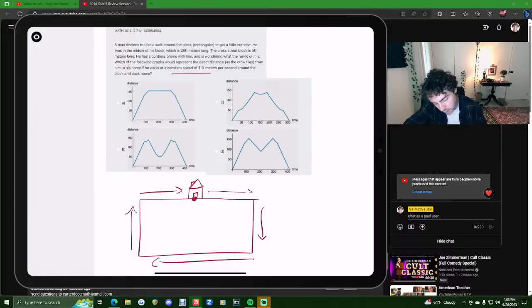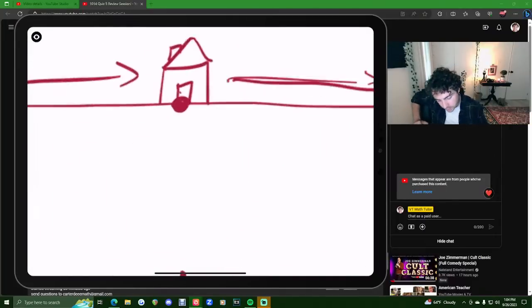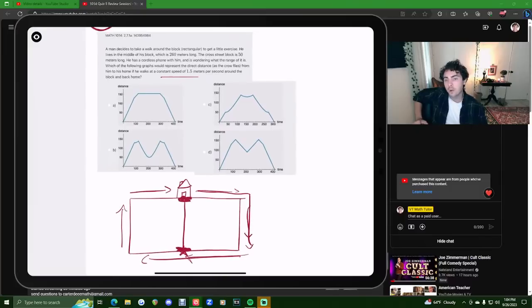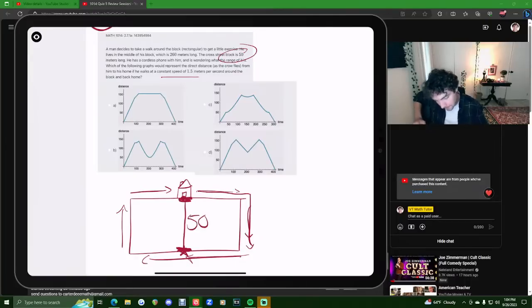Well, halfway through that walk, he would be on the opposite side of that block. So he's going to spend 50% of his time walking here and then there. So right here, about halfway through that walk, he should be directly across from that house. He should be this distance from end to end away from the house. And they tell us that the cross street block is 50 meters long. So that distance halfway through should be 50 meters of distance, or 50 meters long, whatever.